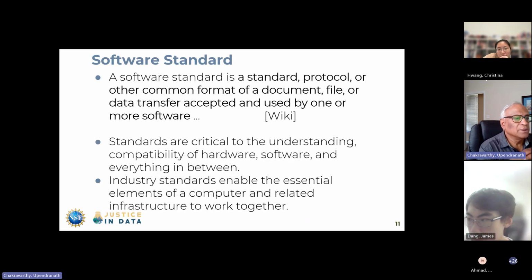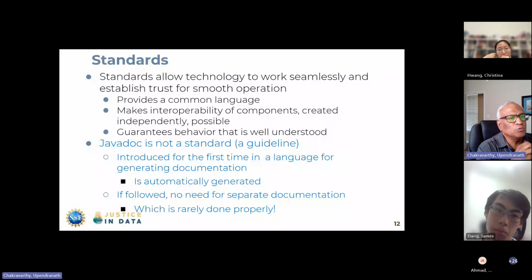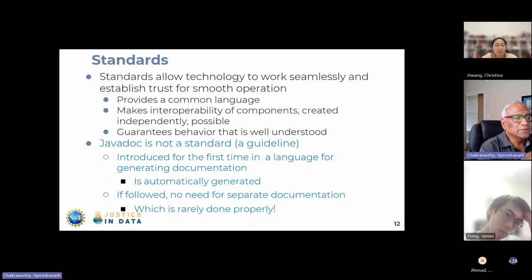Standards are critical to the understanding and compatibility of hardware, software, and everything in between. Industry standards enable the essential elements of a computer and related infrastructure to work together. So standards allow technology to work seamlessly. That is your plug and play, and establish trust for smooth operation, provide a common language, make interoperable components created independently. That's very important. They guarantee behavior that is well understood.